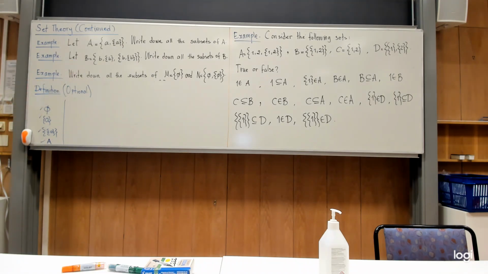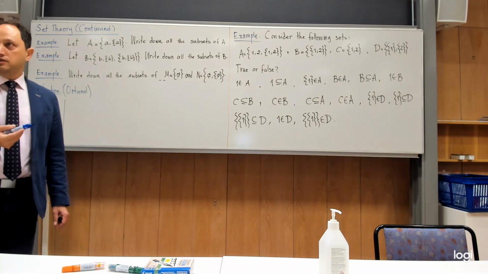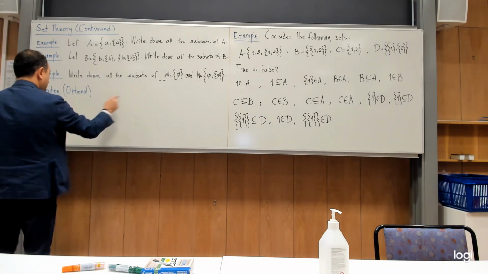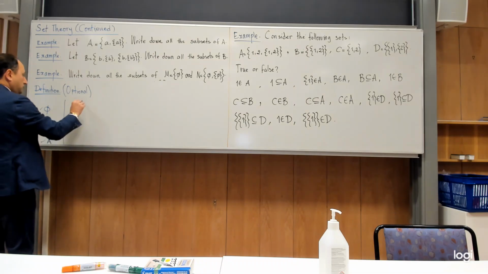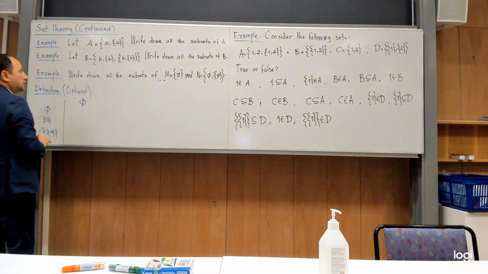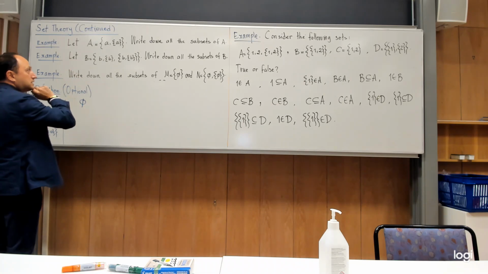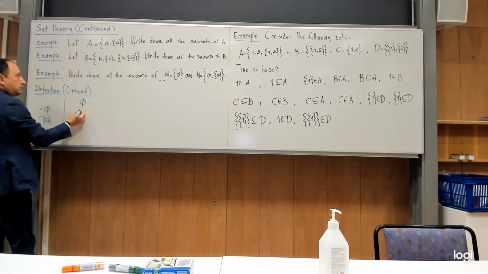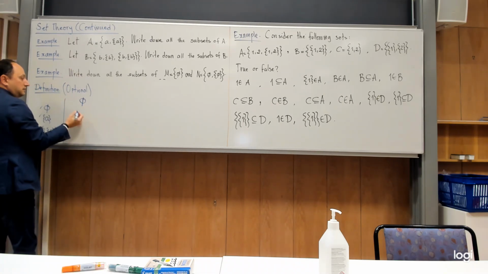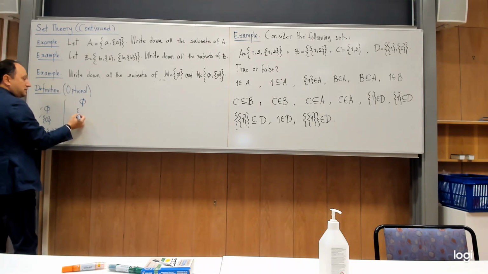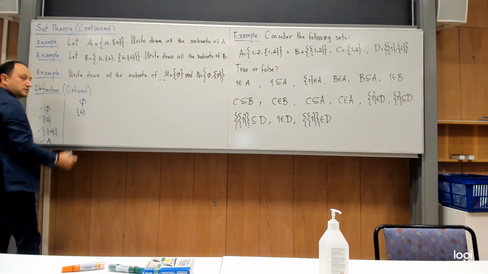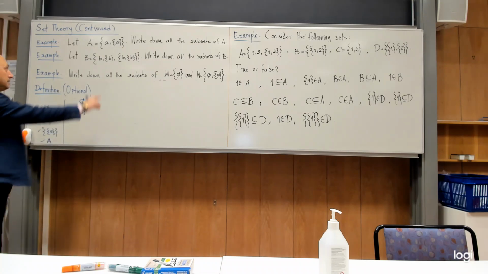It's 3, so I should have 2 to the 3, which is 8 subsets. And as usual, let me just write them here. So I start with the empty set, and then I go to 1 element subsets. What is the first one that I want to write here, do you think? Yeah, this would be a curly bracket open, B, and curly brackets closed. Yes, curly bracket closed. And then I go to the next one.